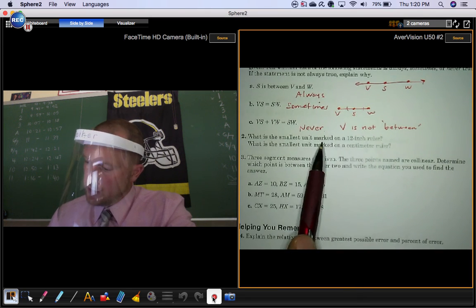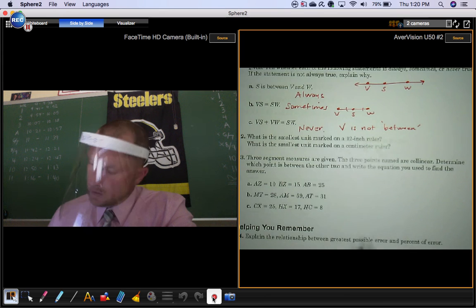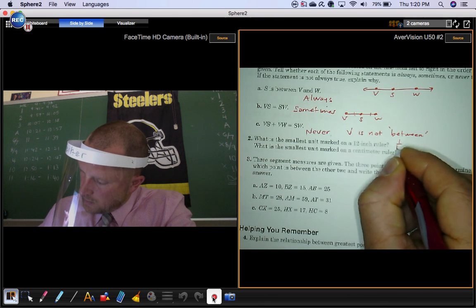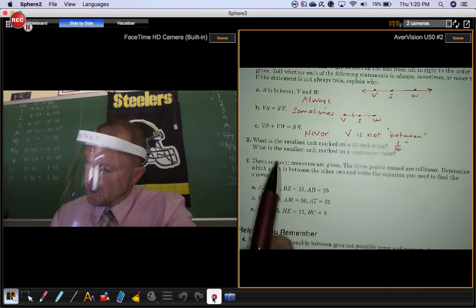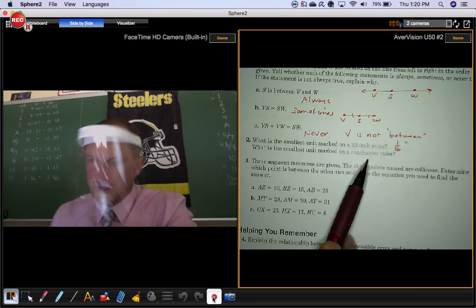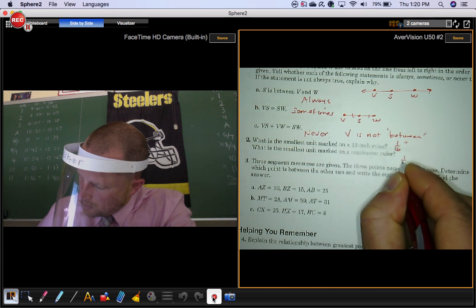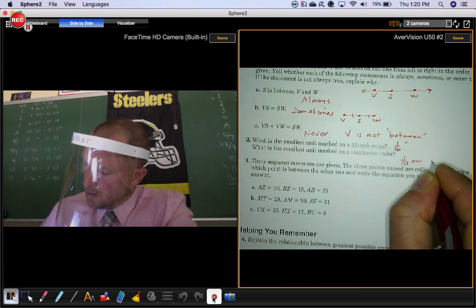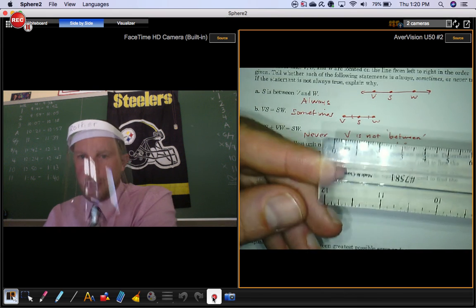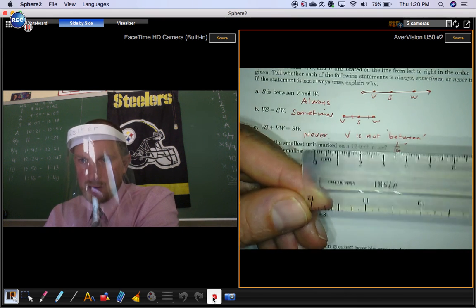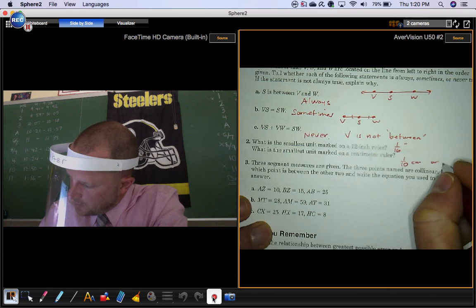What's the smallest unit marked on a 12-inch ruler? It's a 1/16 of an inch. What's the smallest unit marked on a centimeter ruler? It'd be 1/10 of a centimeter. Or, if you wanted to, you could put millimeter as well. That's what 1/10 of a centimeter is.